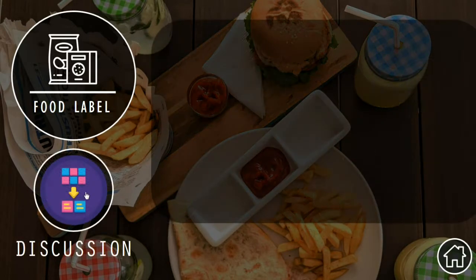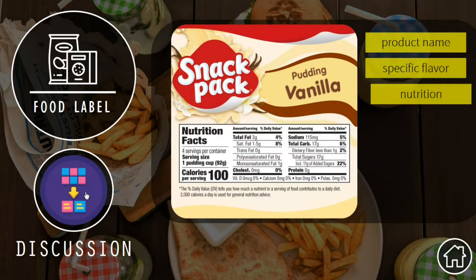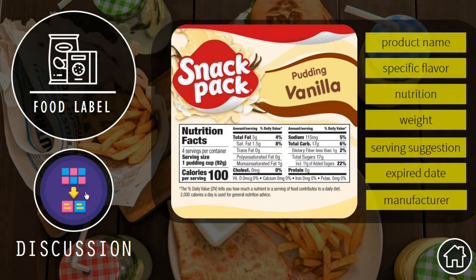Look at this example. When you look at the label closely, there is usually a sentence indicating first, the product name, second, the flavor or specialty of the product, third, the nutrition found within it, fourth, the weight of the product, fifth, the way to serve it, sixth, the expired or production date, and seventh, the manufacturer of the product.